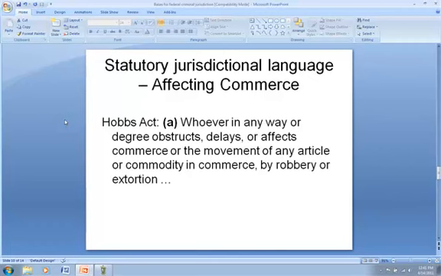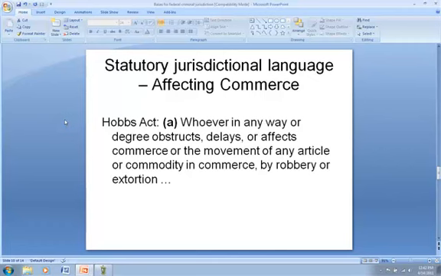So in a number of cases interpreting the Hobbs Act, the court has allowed prosecution based on one theory, which is known as the depletion of assets theory. It has to do with the idea that if you rob a store, for example, of some money, and the store buys some of its goods in interstate commerce, then you've depleted the store's assets. You've made it a little bit less able to buy goods in interstate commerce, and therefore your robbery affects interstate commerce by making the store a little bit less able to buy stuff. Okay, that's the depletion of assets theory.